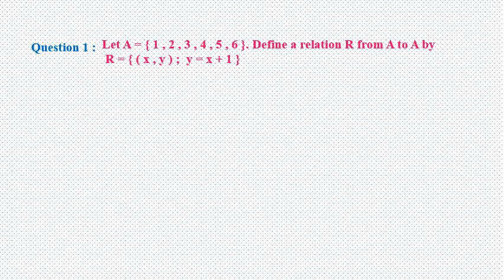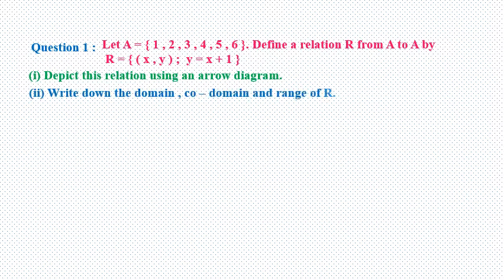Yes. We go for the next problem here. See the next problem. Let A equal to one set is given. Define a relation R from set A to set B by R equal to (x, y), where y equal to x plus y. Depict this relation using an arrow diagram.